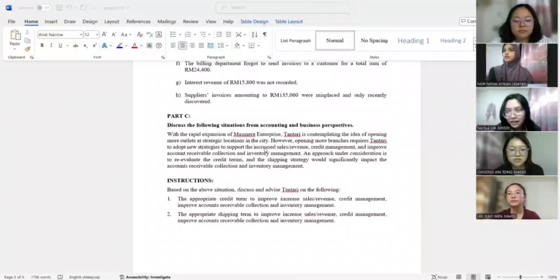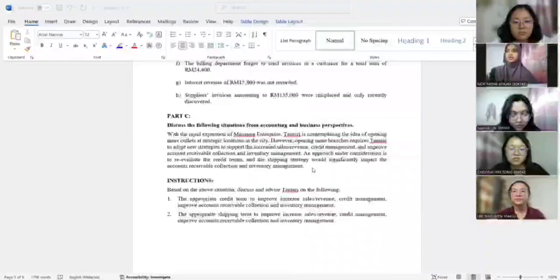So for improved accounts receivable collection and inventory management, the company could use a shorter credit period, which is to implement a 15-day credit term instead of traditional longer terms like net 30 days. So it can help the company improve accounts receivable collection, giving customers a reasonable payment time frame while ensuring the company's cash flow.